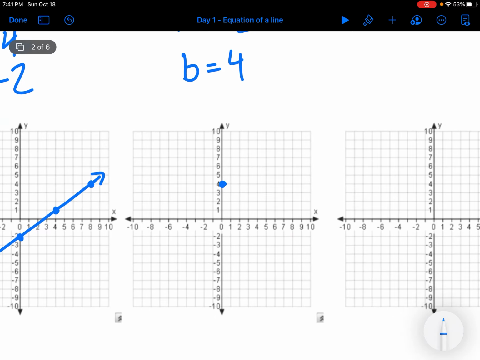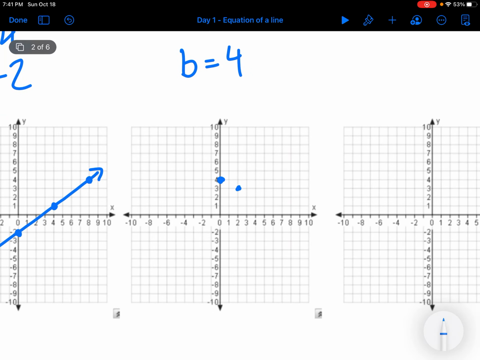Now if I look at my slope, it says down 1, right 2. Down 1, right 2, and I can kind of do this forever if I really want to. Or we can go up 1 and left 2, and look at all those dots I've got. Okay, the more dots you put, the more accurate your line's going to be. I need you to have at least 3 dots.